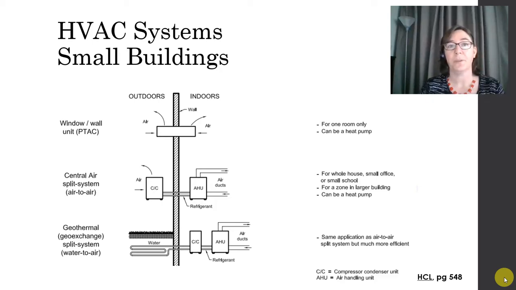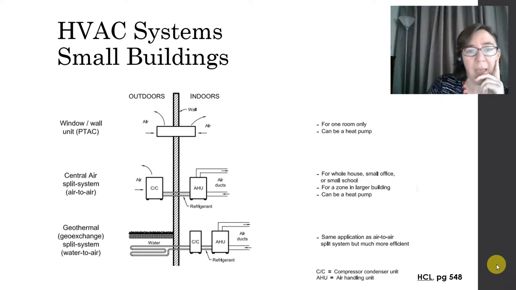It's a little bit harder to run your fuel, your natural gas, or your heating oil to this small individual unit. Right. The next one that is most common for a whole house system, all right, but can also be used for a small office building or school, or for a zone, a particular area in a larger building, is the central air split package system. All right, and they're talking about air to air distribution. So let's take a closer look at that.